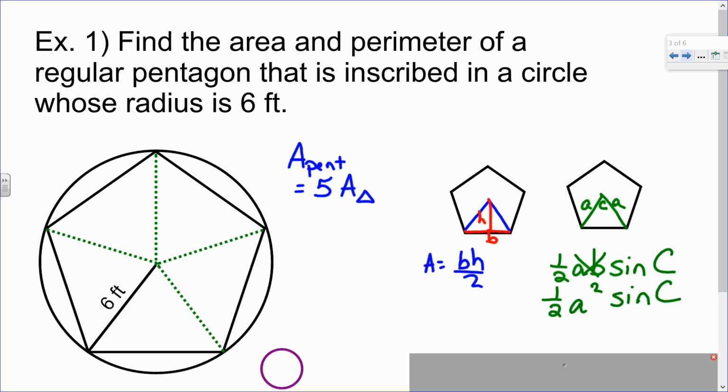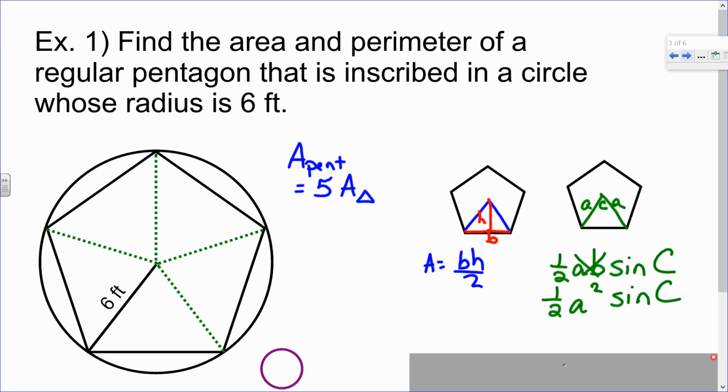Now, you guys are in an advanced track. That means you've got smart brains. And my advice to you on these problems is use those smart brains and make life easier on yourselves. Some of these problems, 1/2 BH is easier. Some of them, 1/2 A squared sine C will be easier. It's going to depend on what you are given in the problem.